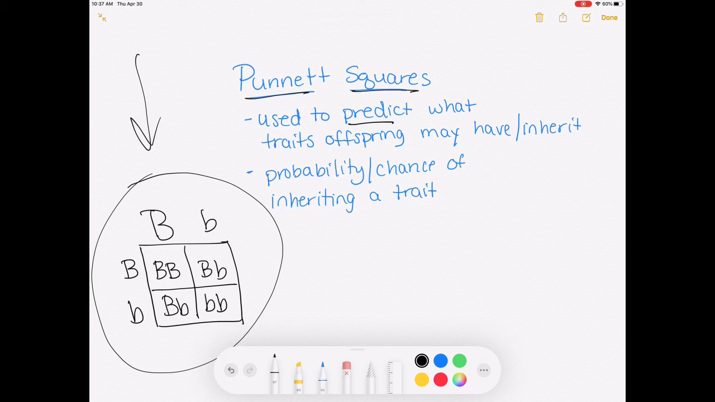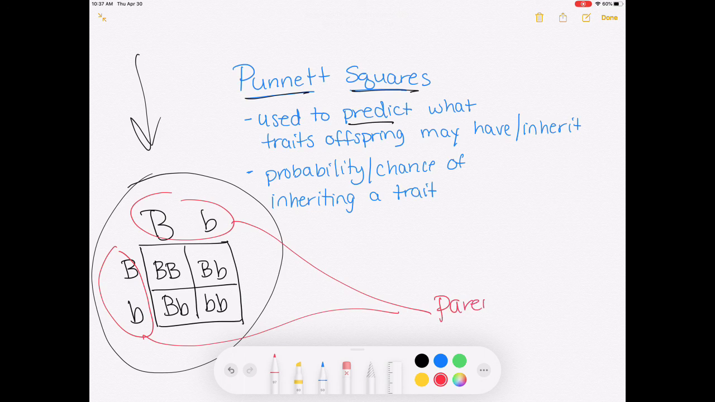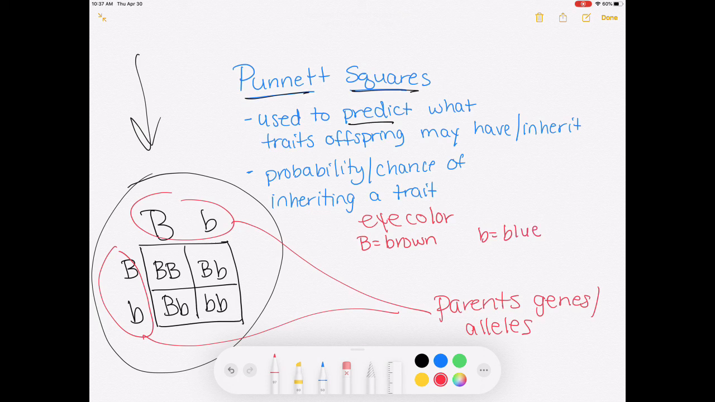So when we look at a Punnett Square, there are a couple of things you need to know. On the top and the side of this Punnett Square are the parents' genes, or alleles, for the trait. Let's use eye color. Using the vocabulary we used prior to this, big B is dominant for brown, and little b is recessive for blue. In this case, mom and dad both happen to have big B, little b. So mom and dad both have brown eyes.